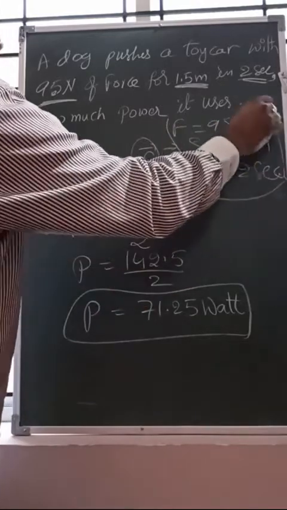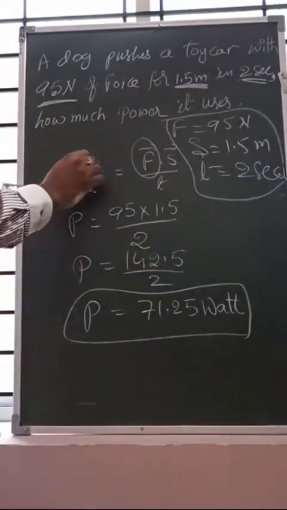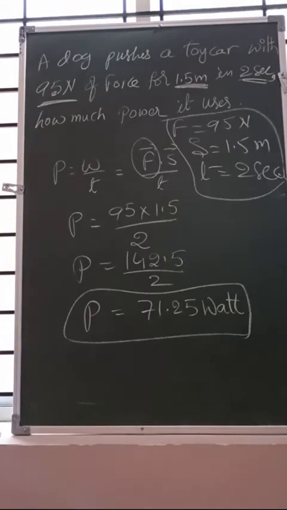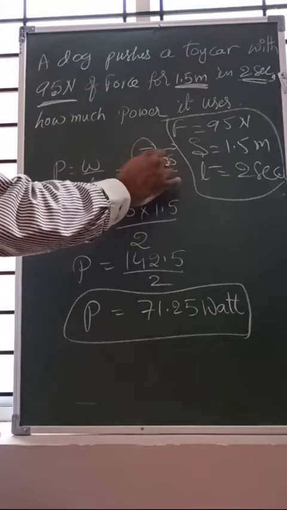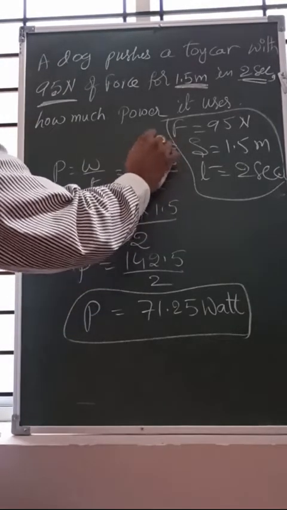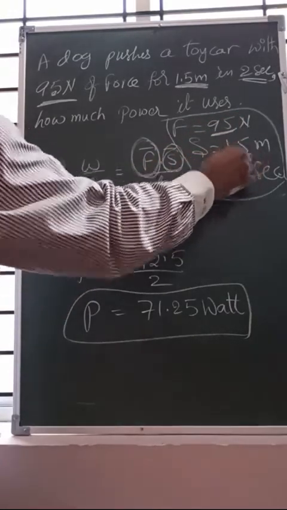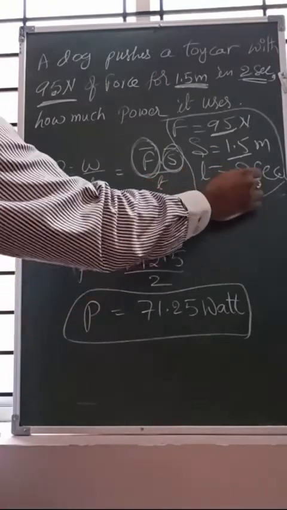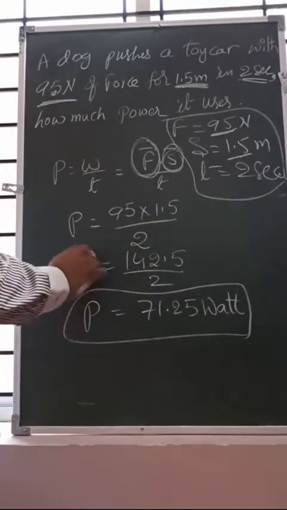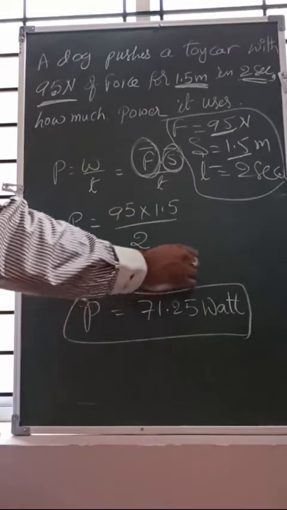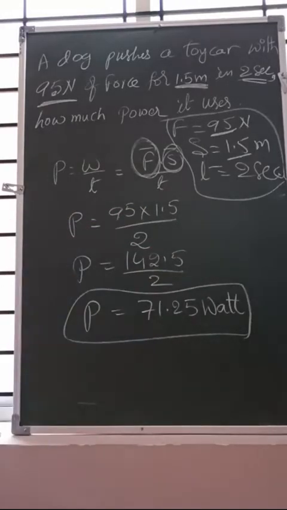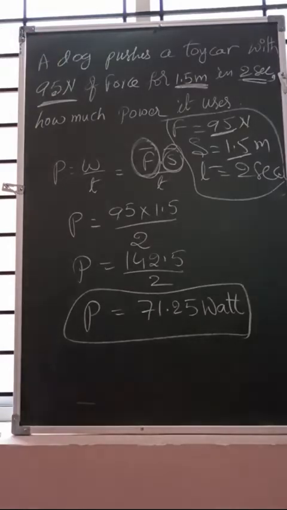This is our given data. So power P equals work done by time. Work done is nothing but F bar dot S bar. So instead of F bar, I write 95. Instead of S bar, I write 1.5, and time is 2 seconds. Clear? So power P equals 95 into 1.5, which is 142.5, divided by 2. So power P equals 71.25 watt. Okay, that is the numerical.